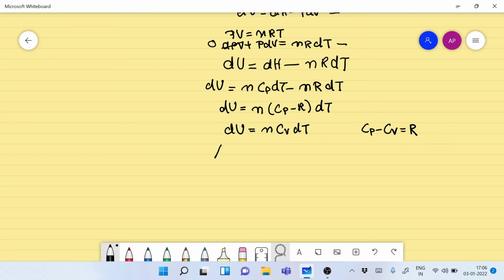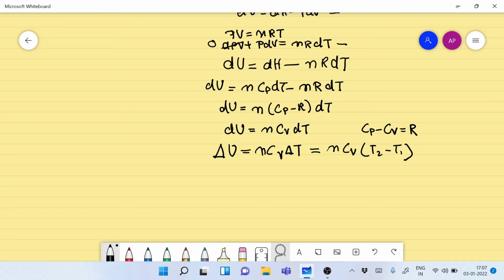Therefore, the change in internal energy for an ideal gas undergoing a constant pressure process is nothing but N Cv delta T, or N Cv (T2 minus T1).